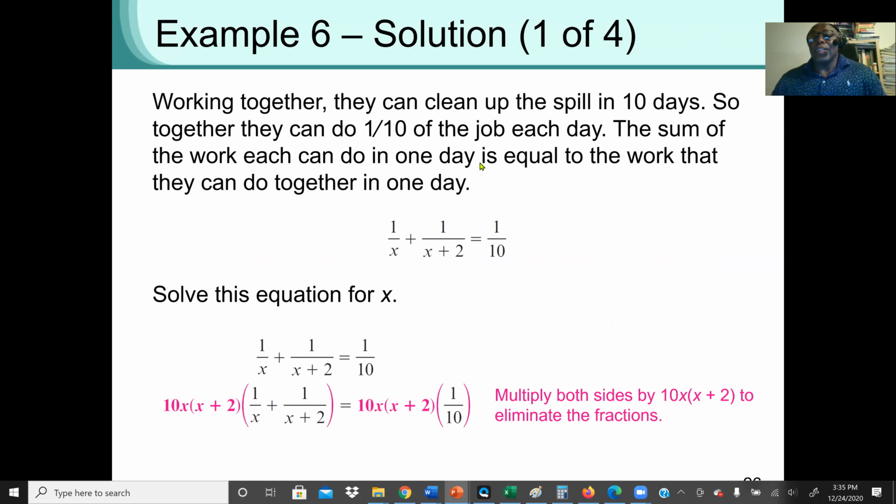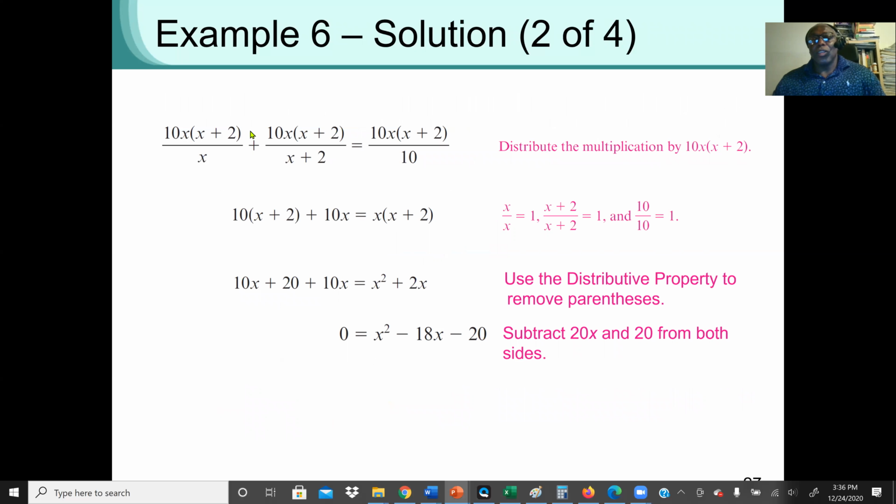Now, working together, they can clean up the spill in 10 days. So together, they can do 1 by 10 of the job each day. The sum of the work each can do in 1 day is equal to the work they can do together in 1 day. So we have 1 over x plus 1 over x plus 2 equal to 1/10, since together they do 1/10 of the job each day. Here we can solve this equation. We get our LCM, solve it, and this is what we get at the end.